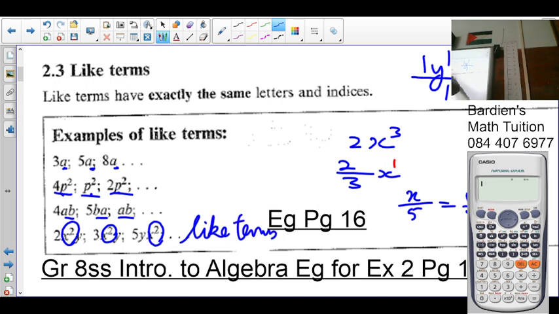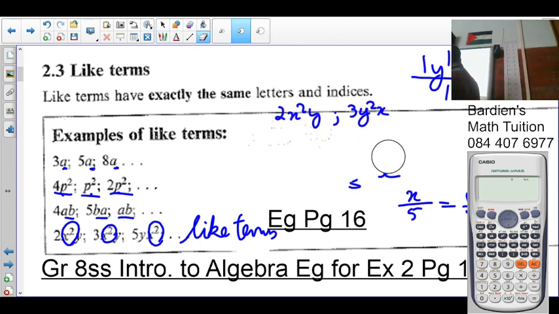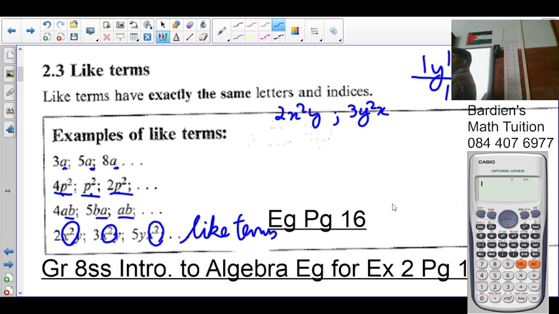However, if it was 2x squared y and 3y squared x, like or unlike? Unlike. Why? Because the exponents are not the same on the base. This is called a base, no? The variable is called the base. So that is unlike.